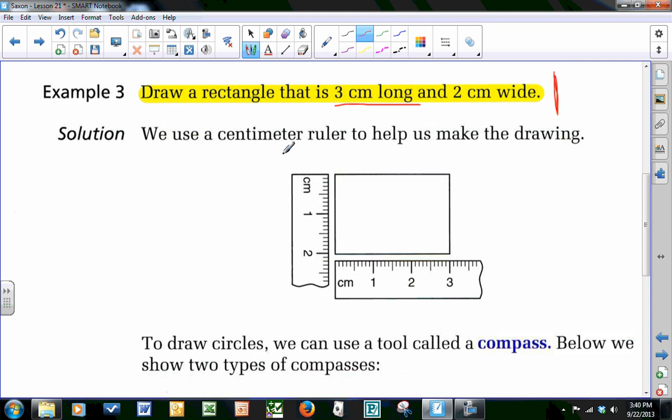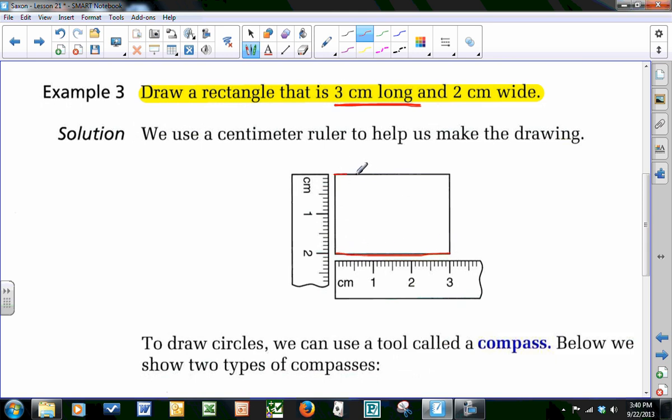So here they're going to use a centimeter ruler to help make sure your measurement or your drawing is accurate. So you'll see that 3 centimeters long. Let me go back and color code this. I think sometimes color coding helps. And let's choose the red pen. Okay, so length is going to be represented with red. And you'll notice that it is 3 centimeters long. 1, 2, 3. That's the length that I just traced in red.